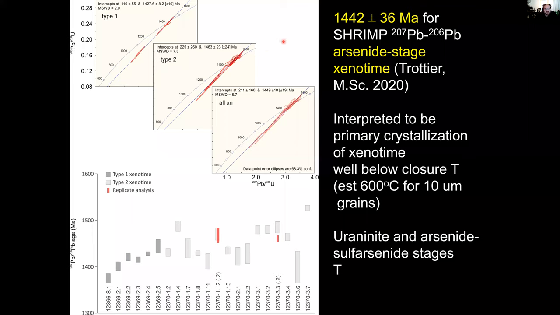Corwin went to Ottawa, and he, with Bill Davis, obtained SHRIMP 207-206 ages for the xenotime, and those yield an age of 1442 plus or minus 36 Ma. So this is interpreted to be a primary crystallization age of the xenotime. It's occurring within the growth banding, the crustiform coliform growth banding, within the arsenides and sulfarsenides. And this is well below the closure temperature, which we estimate to be around 600 degrees C for 10 micron grains. So the point here is that we have a new constraint on the age of the arsenide mineralization, which is one of several stages in this paragenesis, which suggests that the 1442 is not a resetting. It's actually a primary mineralization age for one stage of this complex paragenesis.